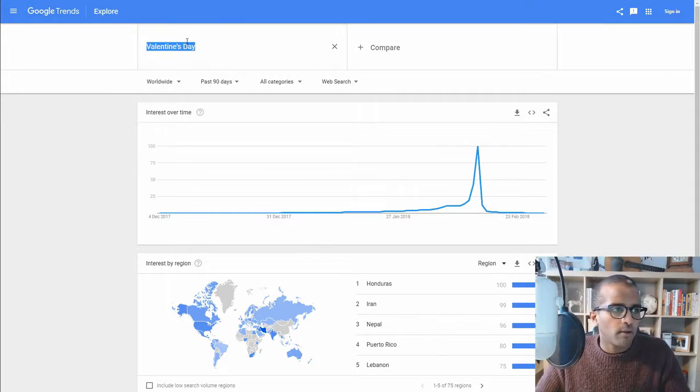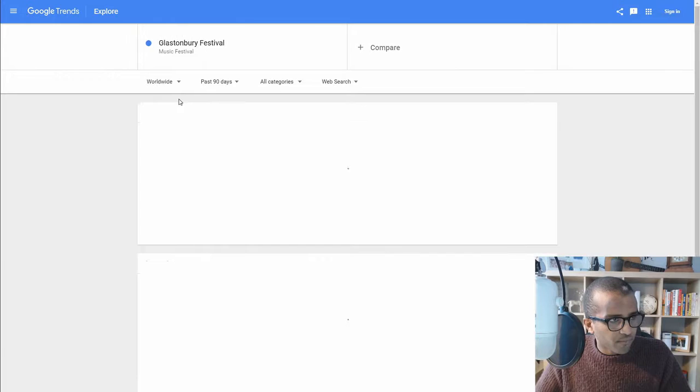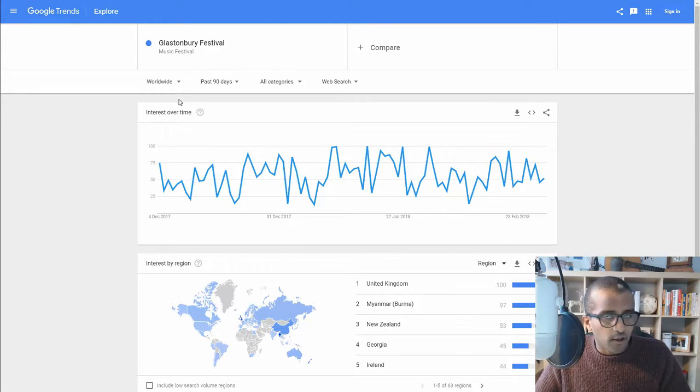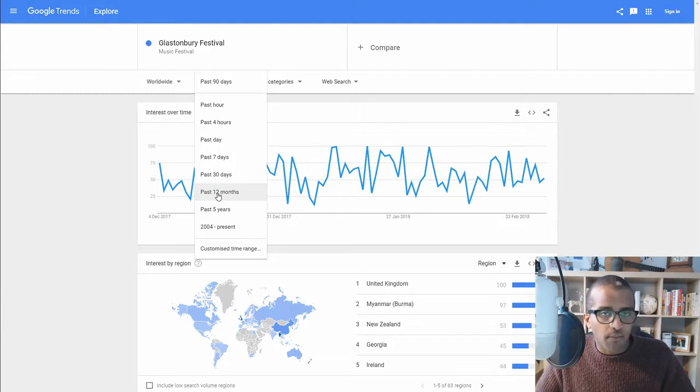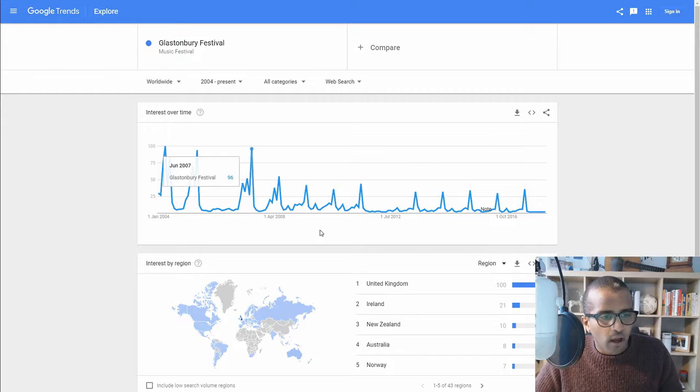Maybe another one would be, for example, if you want to talk about certain events. So let's just say Glastonbury would be one, the Glastonbury Festival in UK. And as you can see, it just goes up and down, and this is the past 90 days. But let's just say the past 5 years, or even the past 12 to 15 years and onward, maybe you will find a trend and see when is the best time to talk about a particular topic.